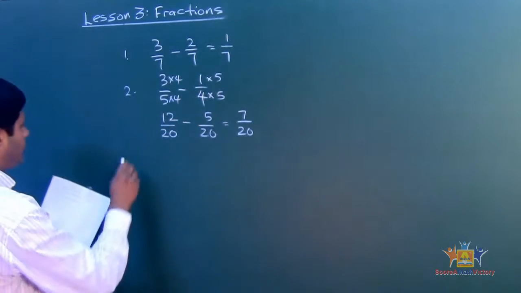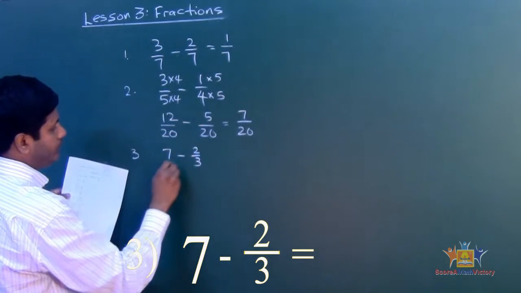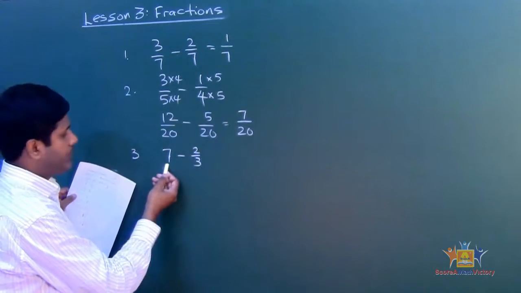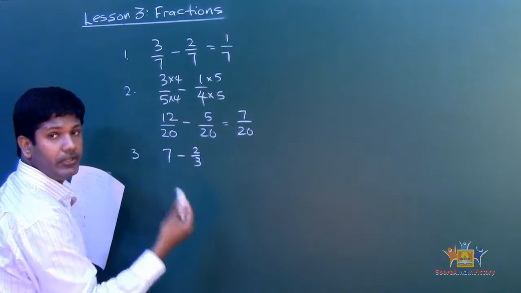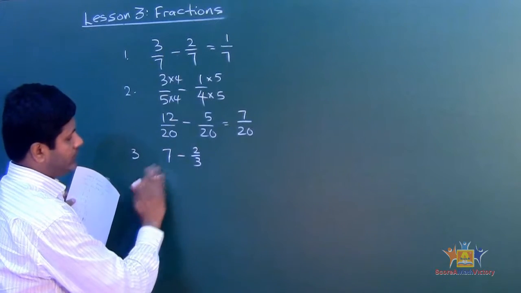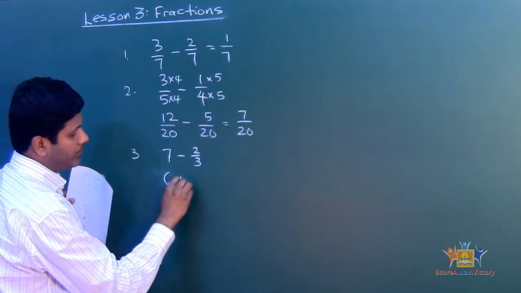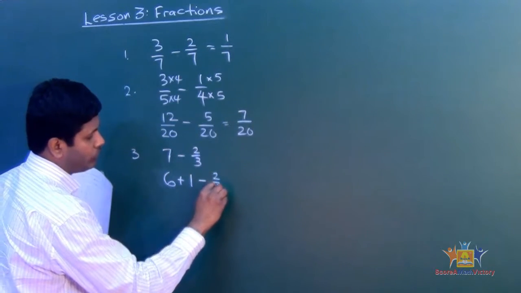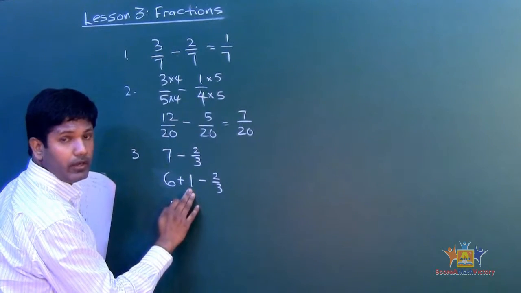Okay, problem number 3. So you got 7 minus 2 over 3. Now you got a fraction here, but you don't have a fraction here. What do you do? You take 1 out of the 7 and turn that into a fraction. So you take 1 out of the 7, you make it a fraction. So we put 6 plus 1 minus 2 over 3. See that? That's the one I'm going to change into a fraction. What do I do with this 1?